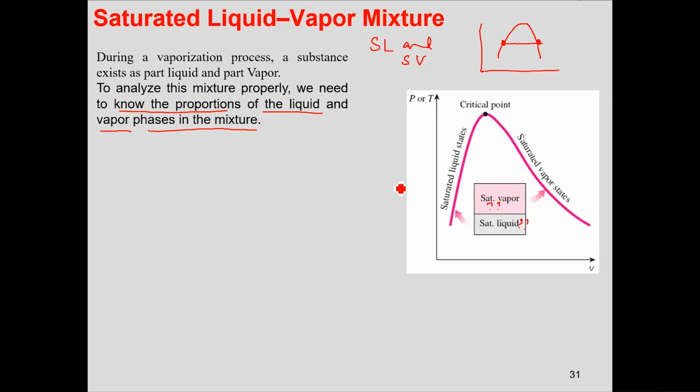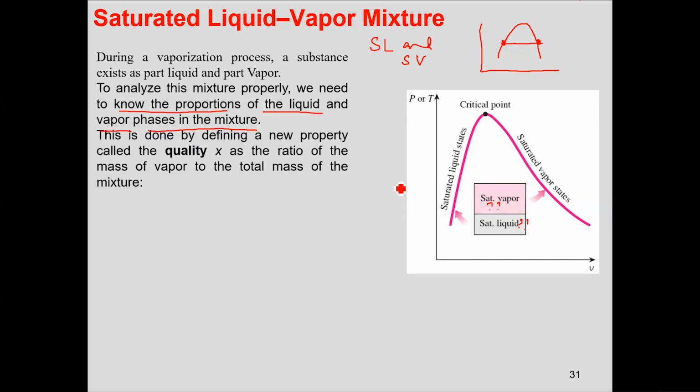In order to do so, you define a new property which is termed as quality and defined by the symbol X, and it is the ratio of mass of vapor or saturated vapor to the total mass of the mixture. So it is nothing but mg, which is the mass of saturated vapor, divided by mt, which is the total mass of the mixture. Clear?